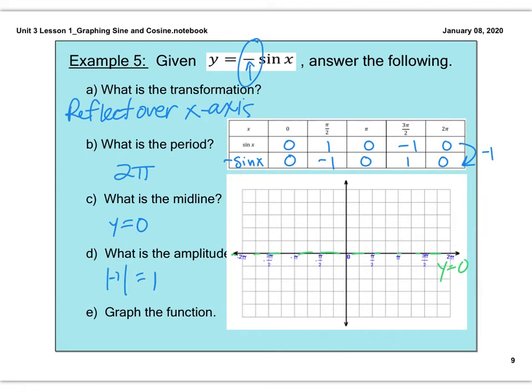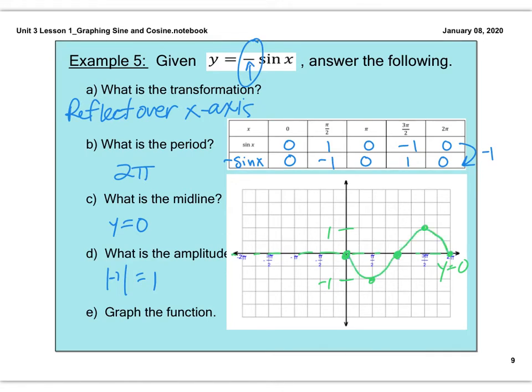So sine, at 0 radians, is going to be at 0. Then at pi over 2, we're going to be at negative 1. I'm going to count by halves. And then at pi, we're back at 0. And then at 3 pi over 2, we're at positive 1. And then we're back at 0 by 2 pi.